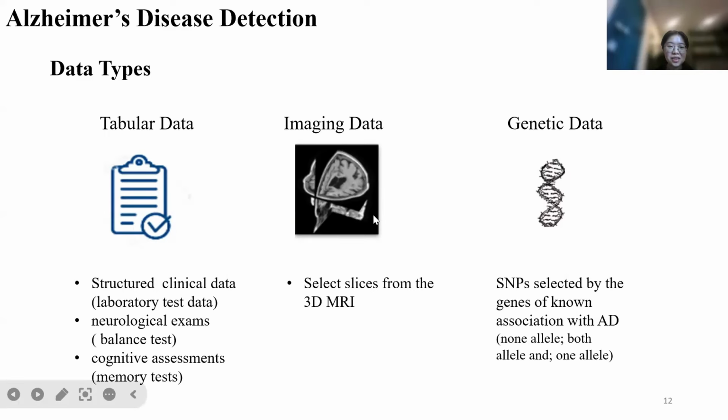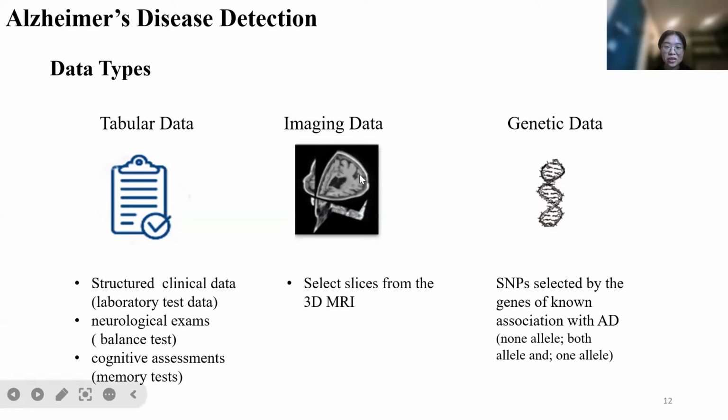I will give some details about what tabular data means, what medical imaging means, and what genetic data means in this case. Here we could use structured clinical data such as, for example, some indicators from the blood test, the balance test from the neurological exams, and the memory test for the cognitive assessment. All of them could be embedded into a vector.